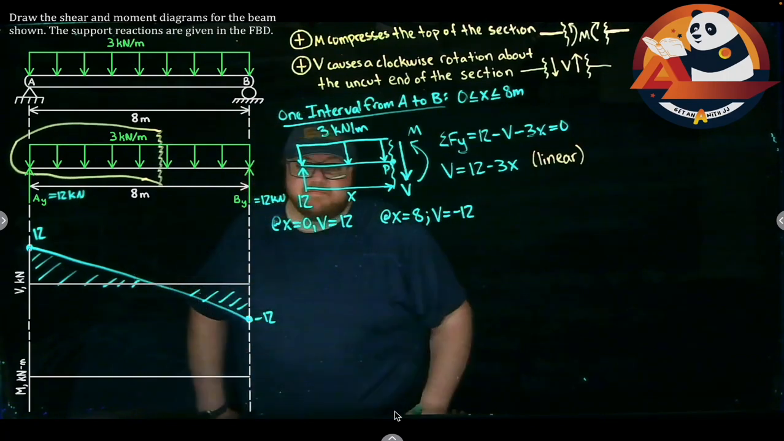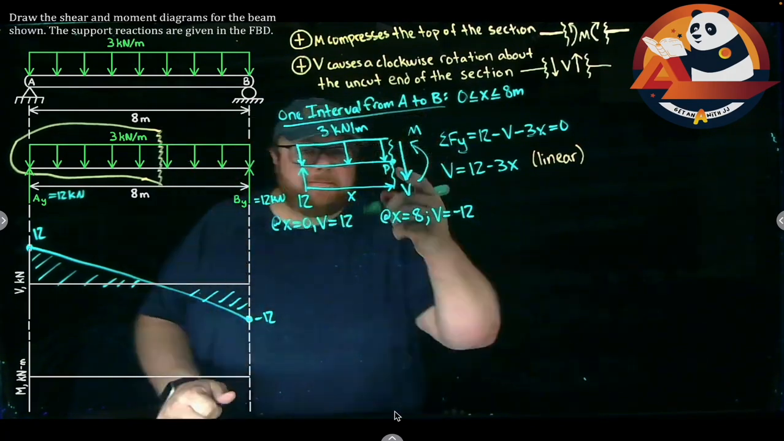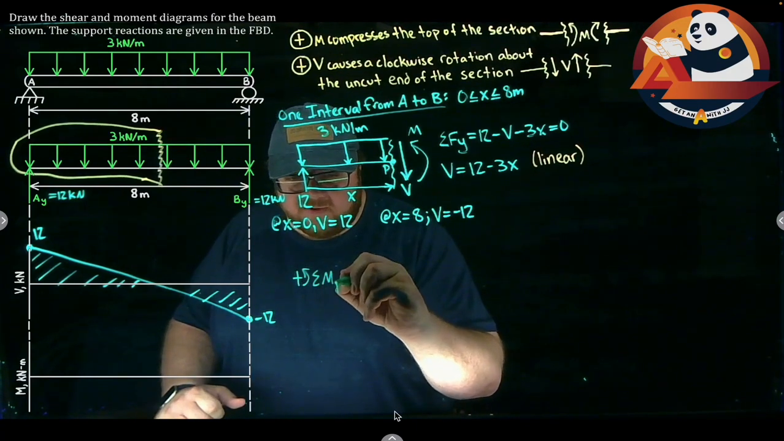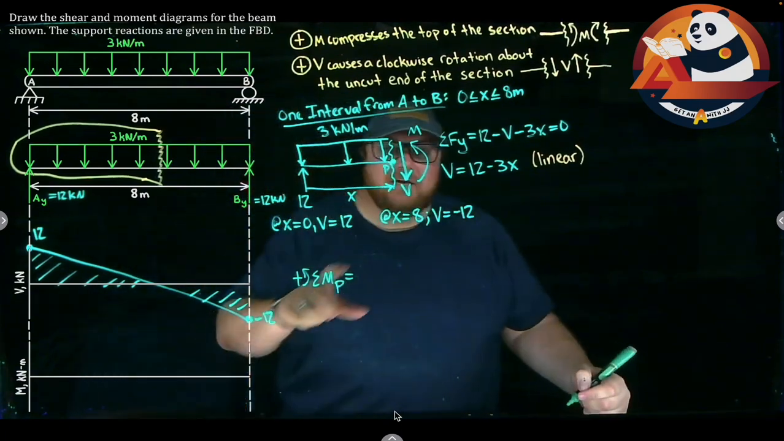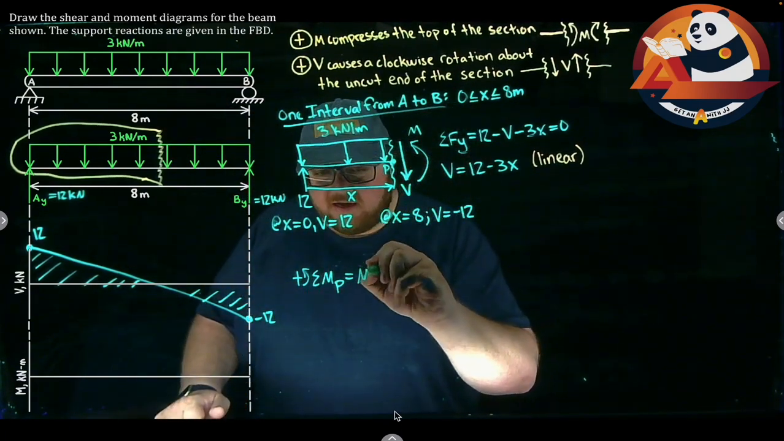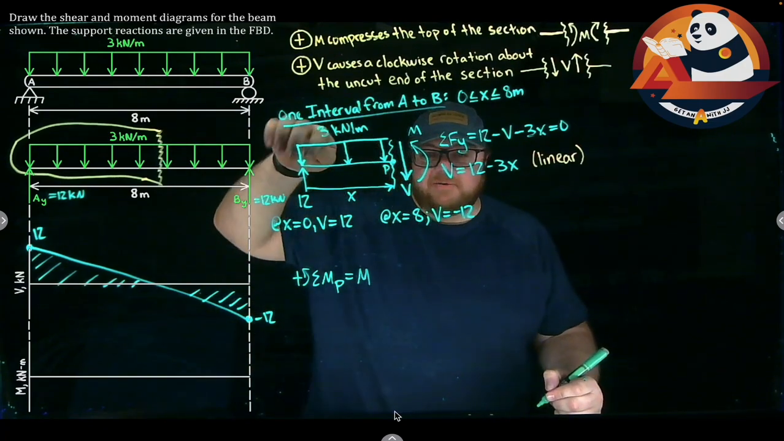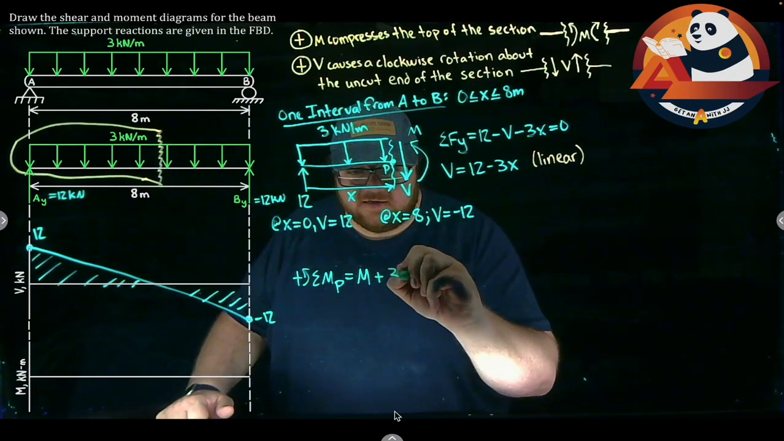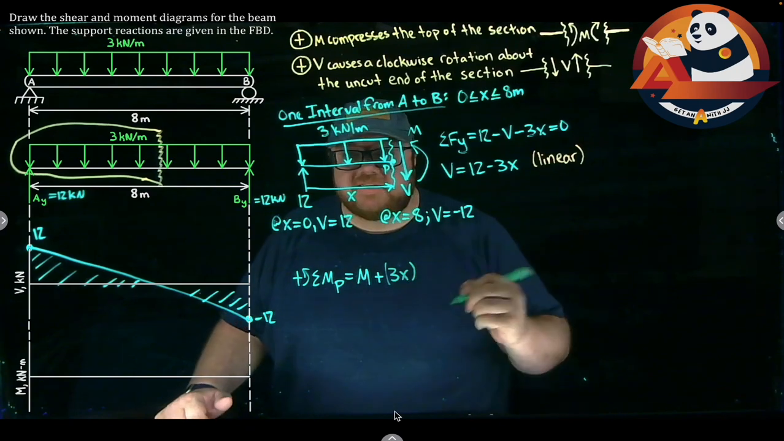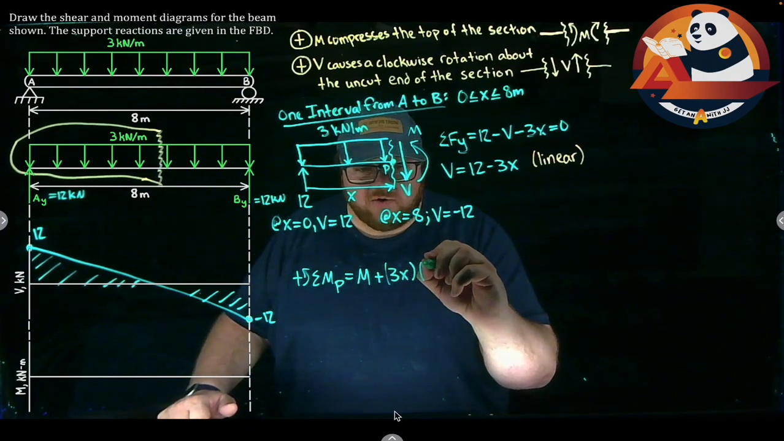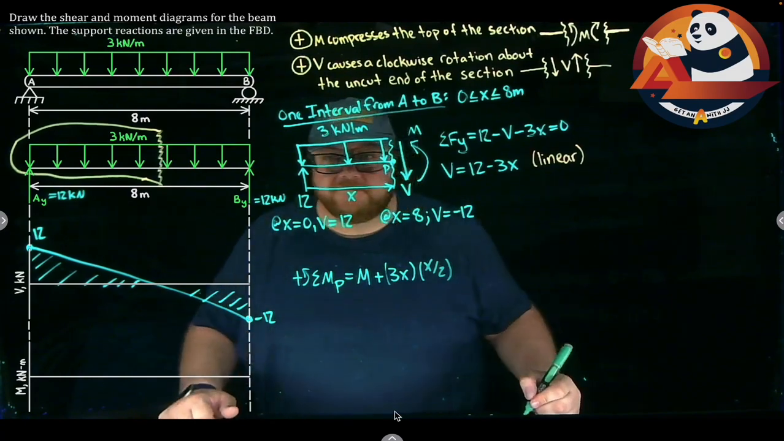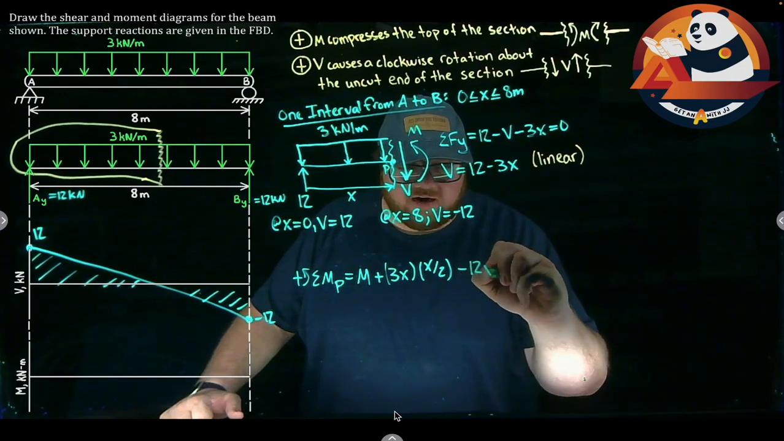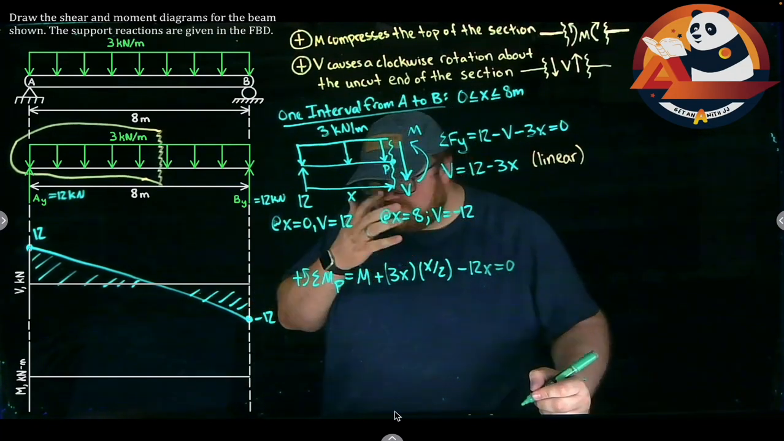That's my shear diagram. For the moment, I can sum moments up about my cut point. So with positive going counterclockwise, summing my moment about point P is going to get me, well, I have that internal moment, M. My distributed load would cause a positive rotation, so plus area 3x force times distance from P to the middle of the rectangle would be half of x times x over 2, minus my moment from my AY minus 12x is going to get us to 0.